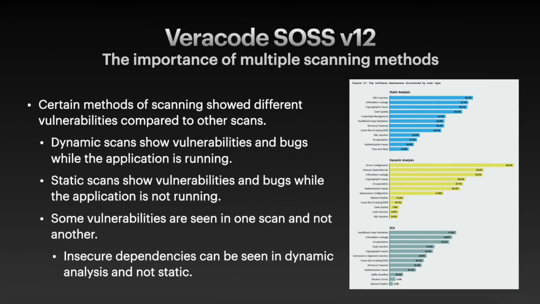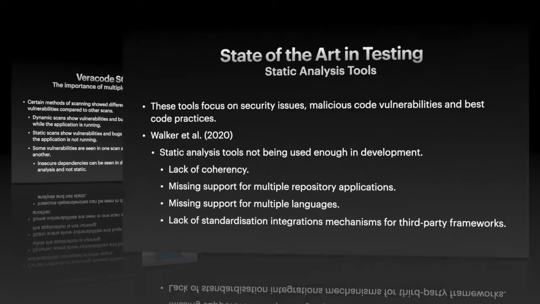It can also be seen that different types of scanning can show vulnerabilities in different areas, such as insecure dependencies in dynamic scanning, but not in static scanning. This highlights the importance of carrying out different tests on an application to find as many vulnerabilities as possible. This is important as finding a vulnerability early can mean implementing a patch quickly and avoiding costly repercussions that could have a huge impact on the company or organization.